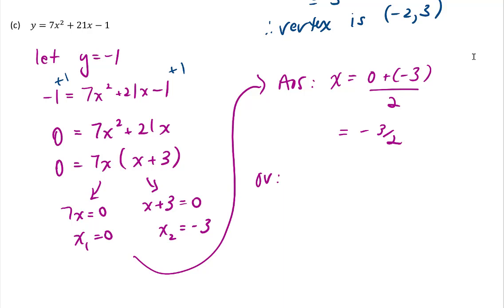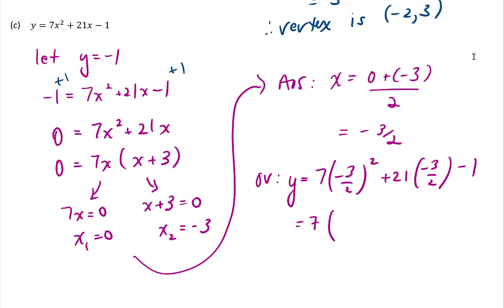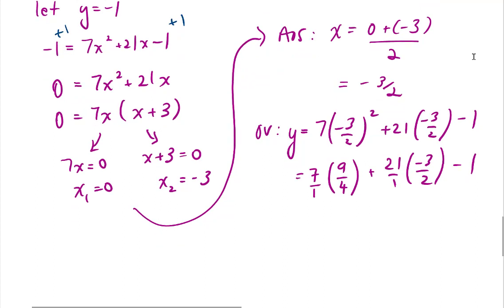The next part is to get our optimal value, which is y equals 7, and we sub in our axis of symmetry, and we solve for the optimal value. So that's going to be 7 times, remember that's 7 over 1. If we square that, that's 9 over 4. 21 over 1 times negative 3 over 2 minus 1. So if we solve that, we get 63 over 4 minus 63 over 2 minus 1.